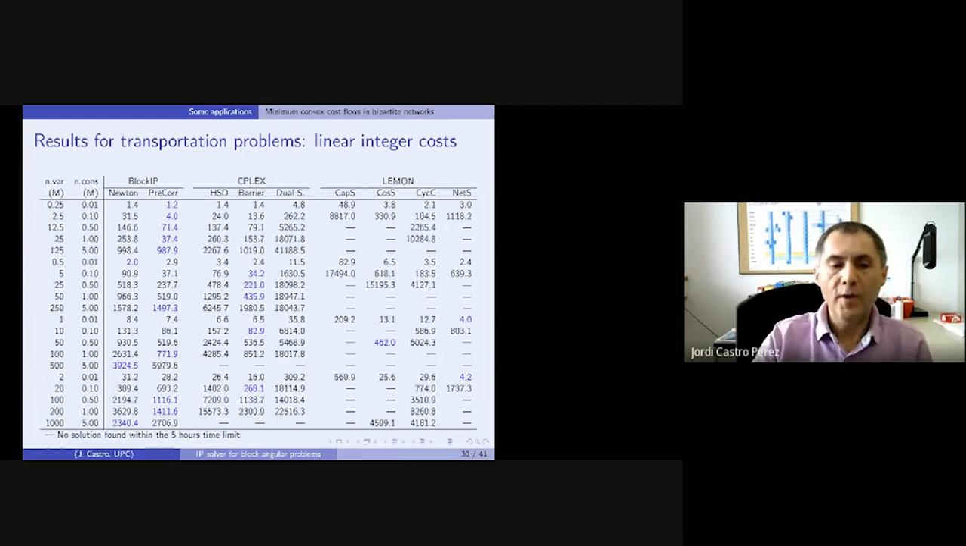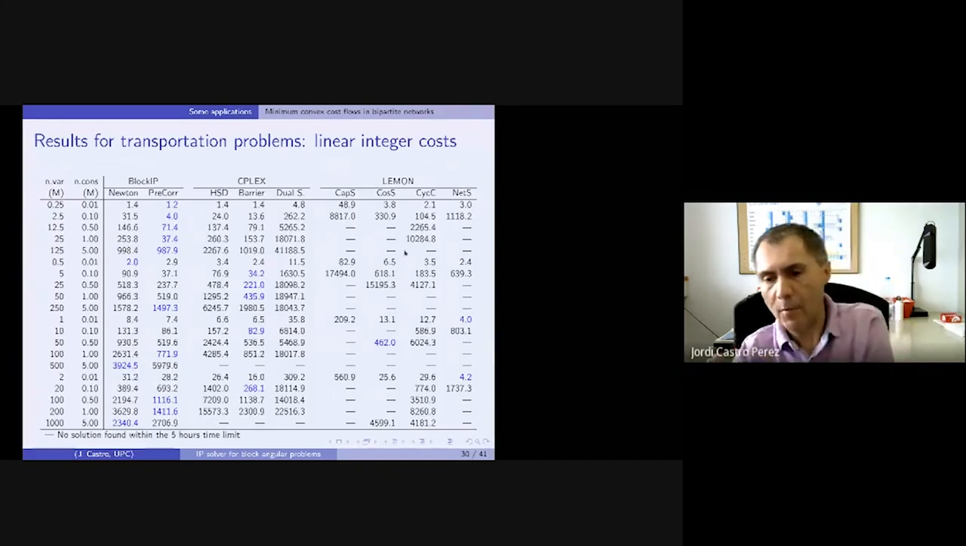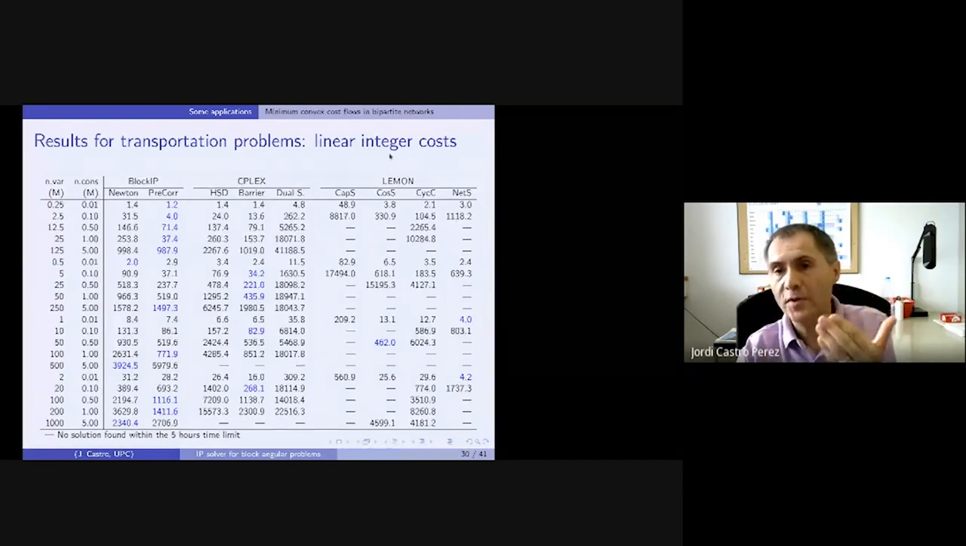So we solved all these problems using block IP, two different variants, CPLEX dual, the two interior-point variants, and all the algorithms in Lemon. In blue, we show the most efficient result. And we see that most of the blues are in block IP, okay? So CPLEX and Lemon were more efficient in some cases, okay? We can see that the largest problem, the problem with 1 billion variables, was only solved by block IP. That was the fastest execution, and also by Lemon. But again, Lemon also works with integer cost.